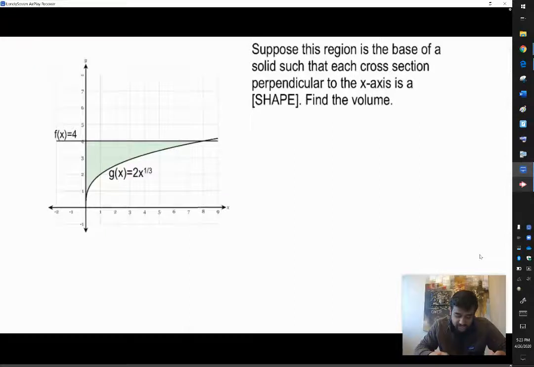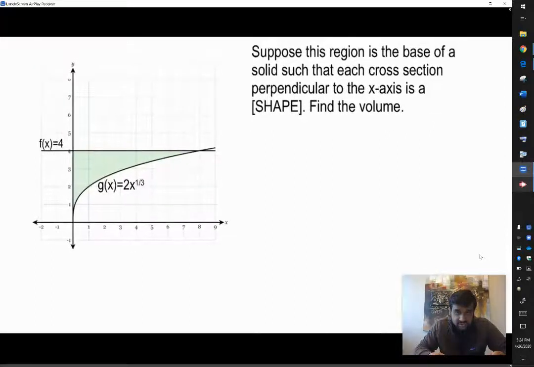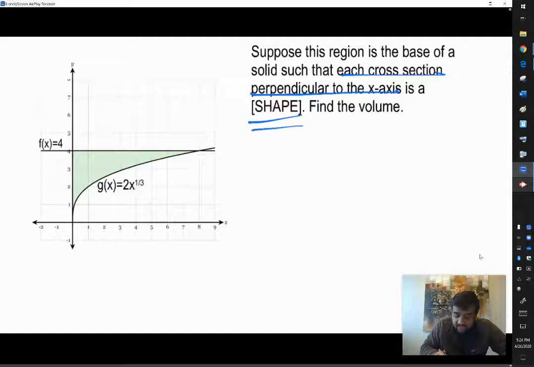So let's say we have this particular region, and we'll look at a visualization to help us make this concrete, with the top function being 4 and the bottom function being 2x to the 1/3. Suppose that this is the base of such a solid, such that each cross-section perpendicular to the x-axis is some kind of shape. And in general, like I mentioned, this shape will be specified. Maybe a triangle, maybe it's a half circle, whatever it might be, some kind of shape. Find the volume of such a solid.